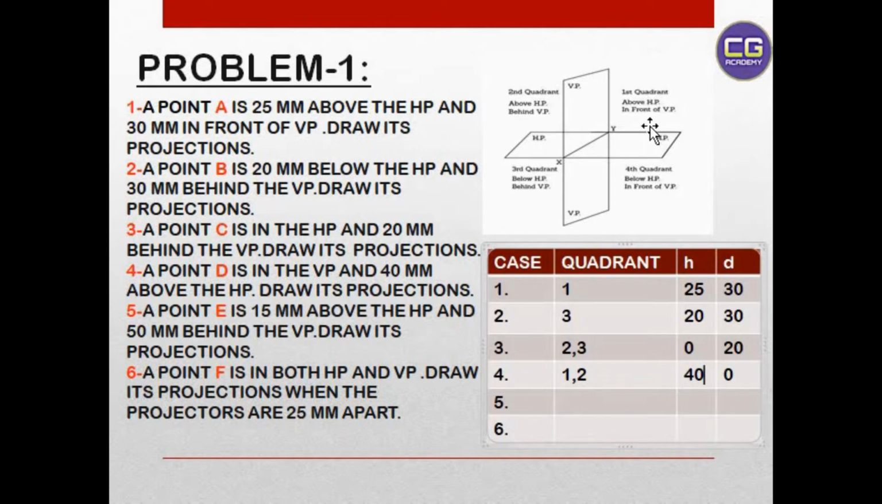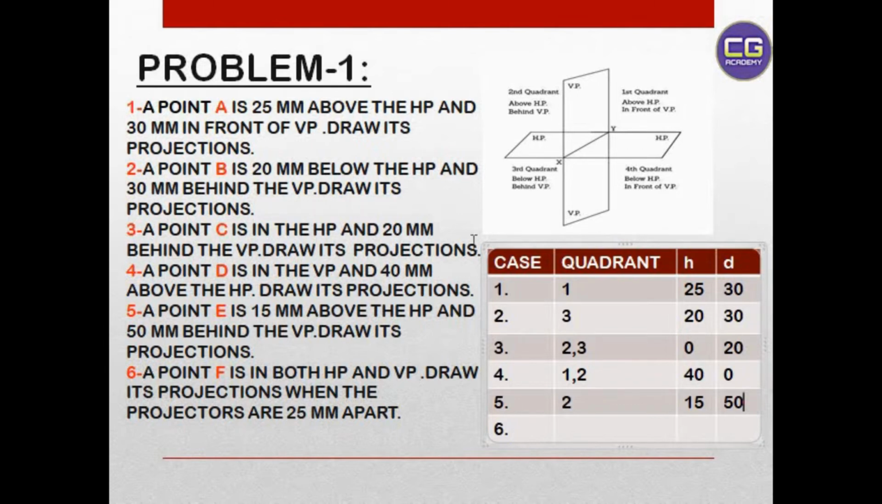Above the horizontal plane indicates it must be resting either in the first quadrant or in the second quadrant. But 50 mm behind the vertical plane clearly specifies that the point lies only in the second quadrant. So let us note it down that the point lies in the second quadrant. The distance from the horizontal plane is mentioned as 15 mm and the distance from the vertical plane is mentioned as 50 mm.